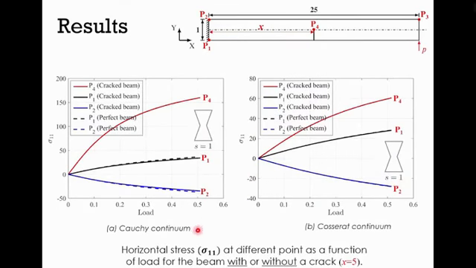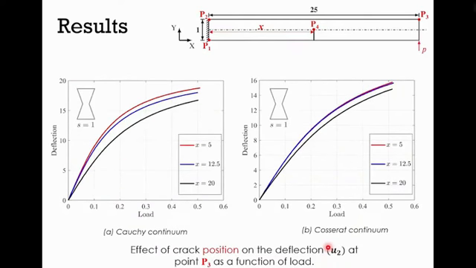Also, we show the crack effect on the horizontal stress at the crack tip P4. We can see that with the introduction of the crack, a clear stress concentration can be observed at the P4. However, the crack does not have a significant effect on the P1 and the P2 as shown here for both continua. We also present the effect of the crack position on the deflection at the P3.